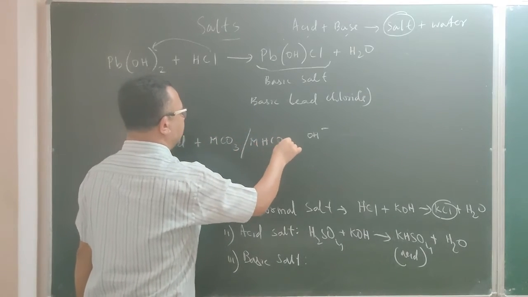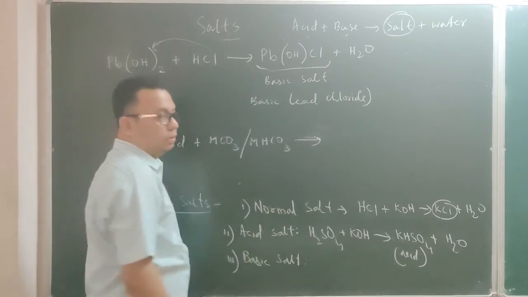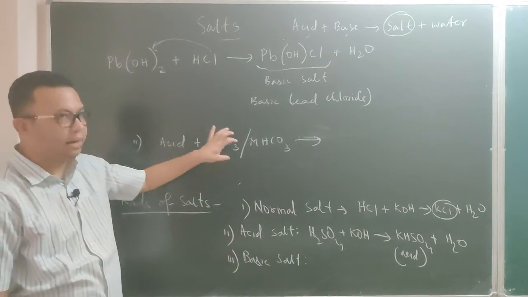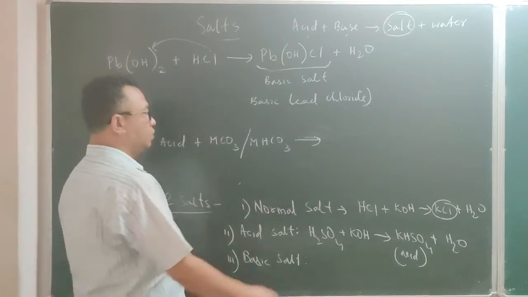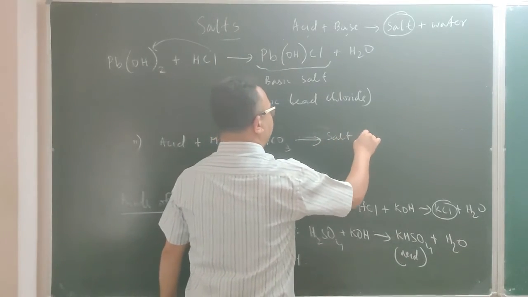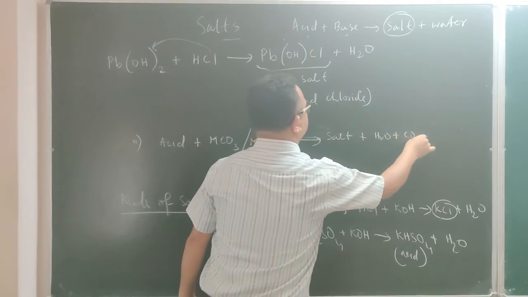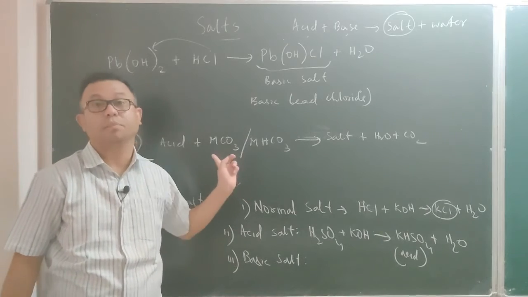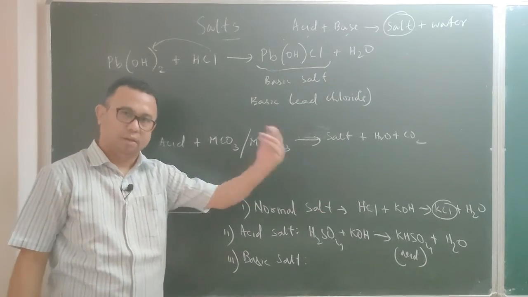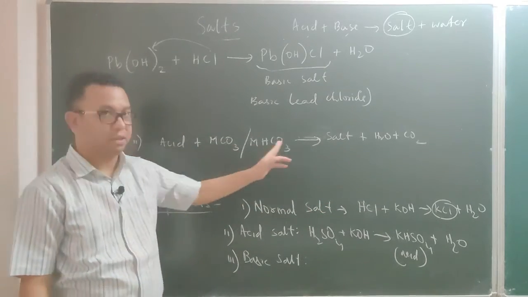So any acid will react with the carbonate or bicarbonate to give you one salt, water, and one gas, carbon dioxide. I am discussing this twice already. In the acid section also we discussed the properties of acid. If you see that video again, you will see I have discussed that already.